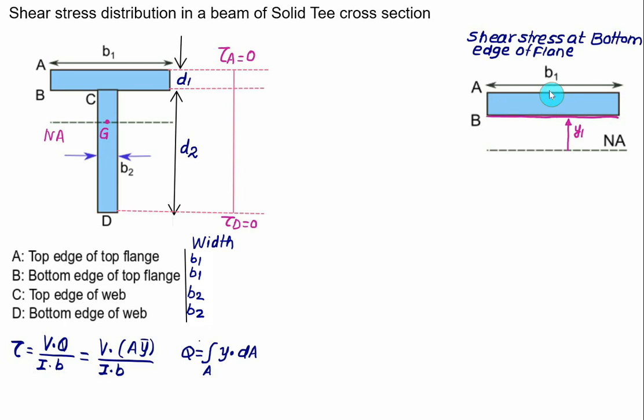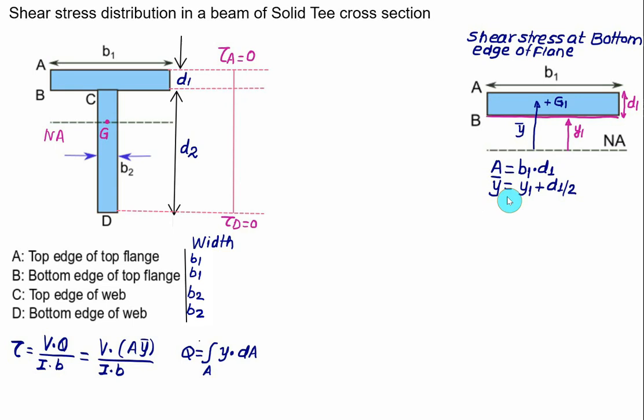This area will be breadth B1 multiplied by depth D1. Here we can locate the centroid of the given cross section. So let's represent this cross section centroid as G1, and we have to measure the value of y bar. This value of y bar will be equal to y1 plus D1 divided by 2. So we know the area, we know the y bar.